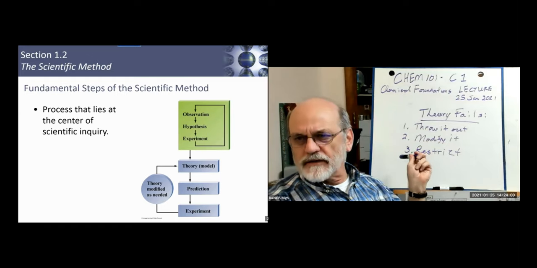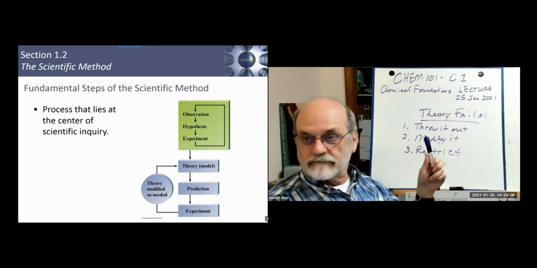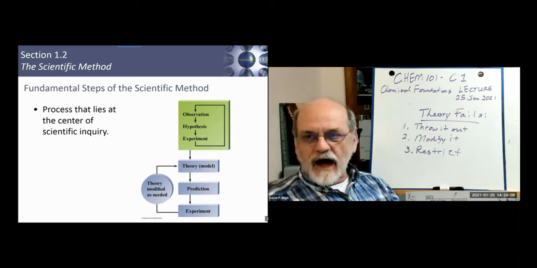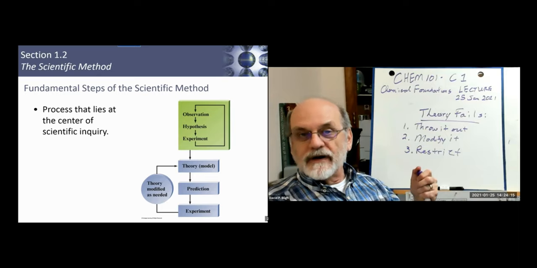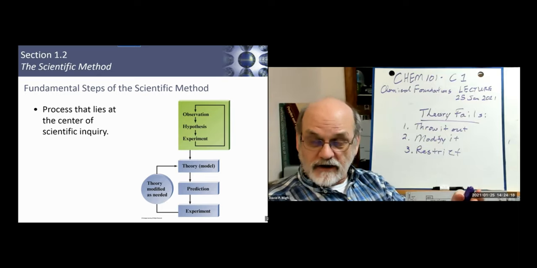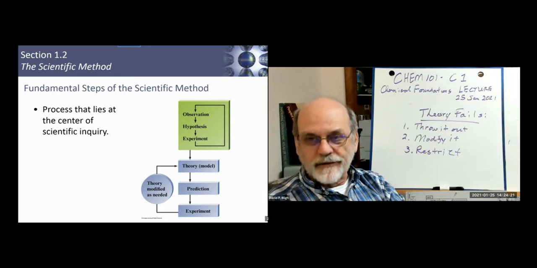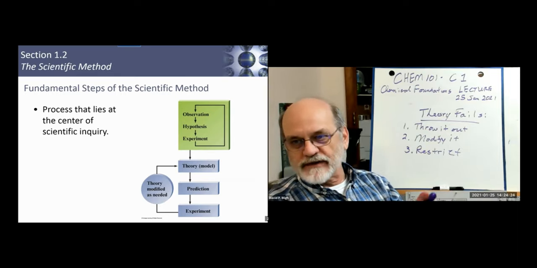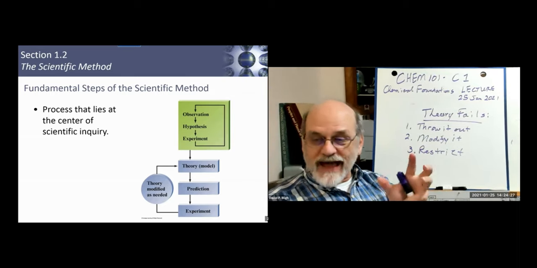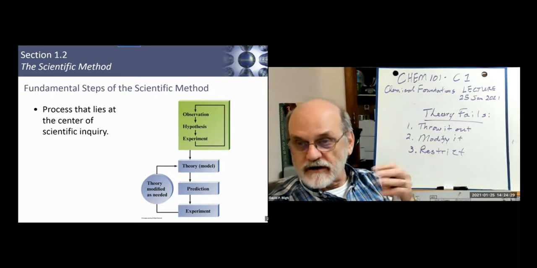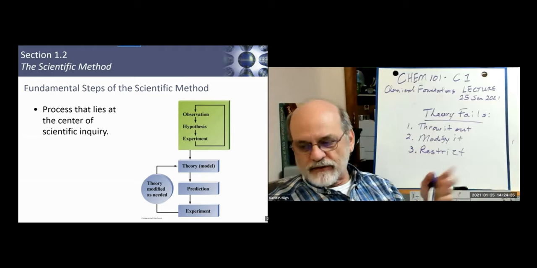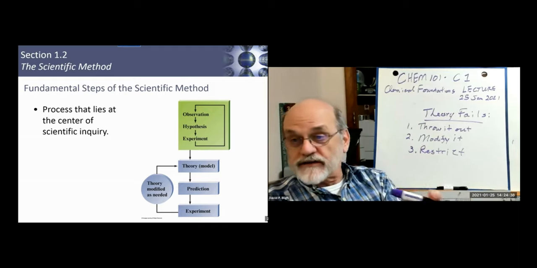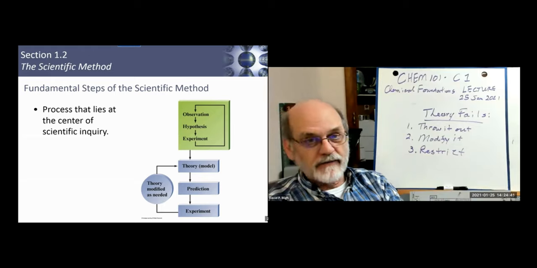Perfect examples are Newton's laws of motion. First law of motion: an object in motion tends to stay in motion unless acted upon by an external force, or an object at rest tends to stay at rest unless it's acted upon by an external force. Second law, force equals mass times acceleration. If you have a mass and you apply a constant, unbalanced force to it, it will accelerate at a certain rate. Just examples. Now, where does that theory, actually that's not a theory, those are sets of laws.